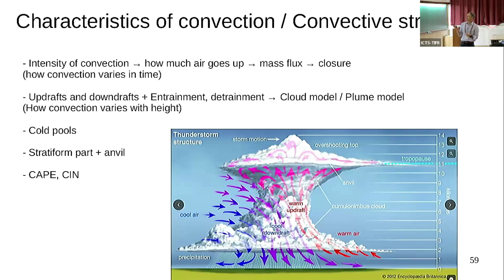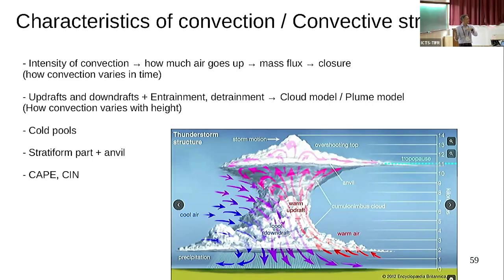So all these things, you could sort of ask to summarize, you could ask the question how convection varies with height. This is the plume model. You have to say, okay, how convection varies with height. Is it getting intense in some particular areas and less intense at other altitudes? But you also have the intensity of convection, so how much air goes up. So when you think about the intensity of convection, you think about the mass flux, yeah? How much mass flux you have. And this is what people call the closure. So this is how convection varies with time. So these two things, they can be different. And yeah, I think that's it.